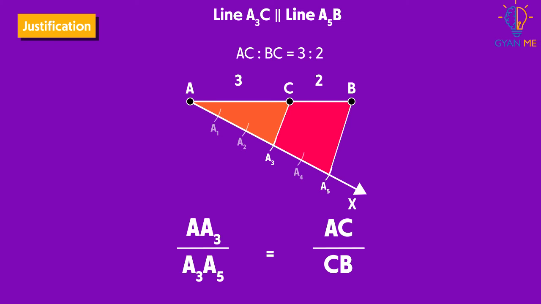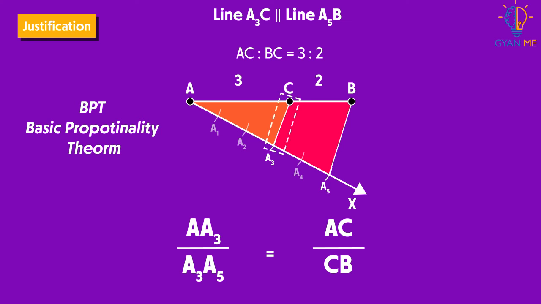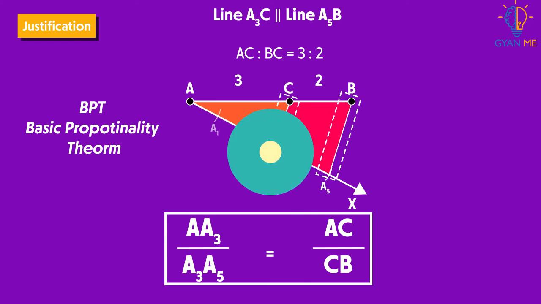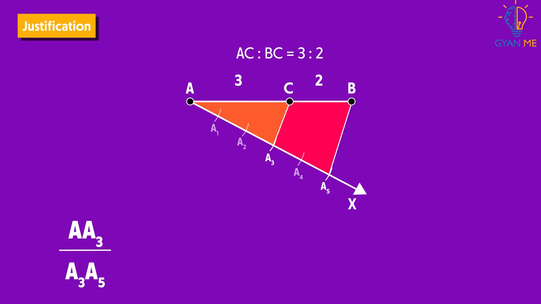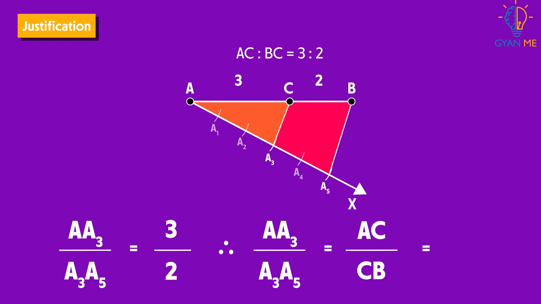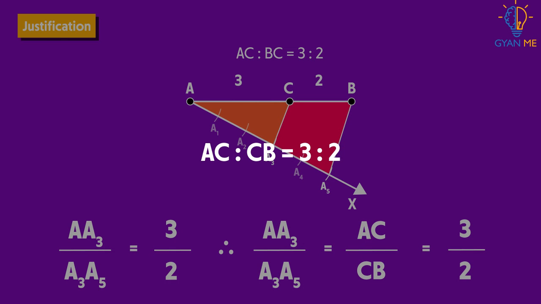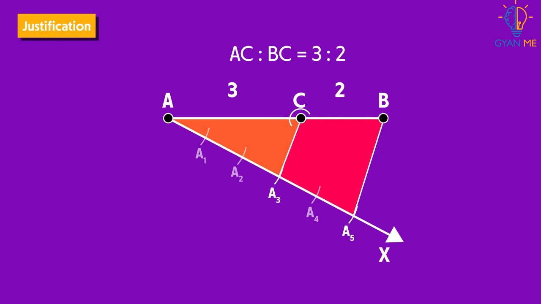Students, do you know how? Yes, you are right. By the basic proportionality theorem, which states that for a triangle, if a line cutting two sides is parallel to the third, then the ratio of the two sides is equal. But by construction, AA3 upon A3A5 is equal to 3 upon 2. Therefore, AA3 upon A3A5 is equal to AC upon CB is equal to 3 upon 2. Or AC is to CB is equal to 3:2. This shows that C divides AB in the ratio 3:2.